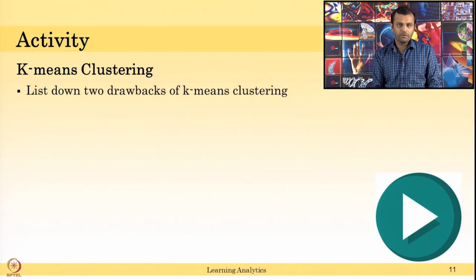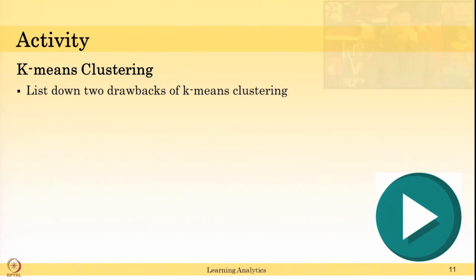So, now I hope you know what k-means clustering is and you know how to pick the right k value. If you understood, can you list down 2 drawbacks of k-means clustering based on your understanding? You might ask a lot of questions, is the k correct, what is this. What are the drawbacks? Can you list down 2 of them? After listing it down, resume to continue.